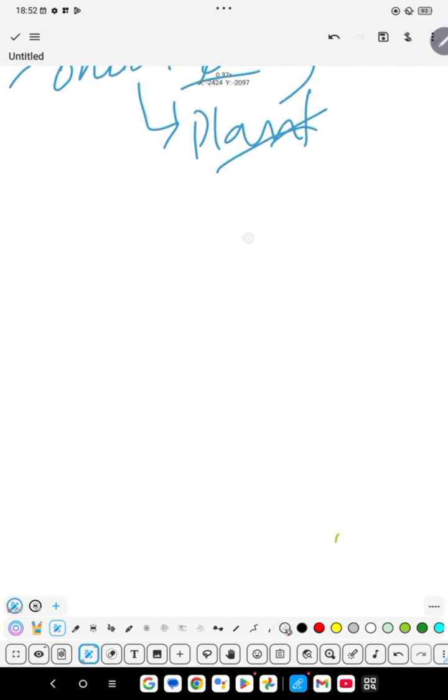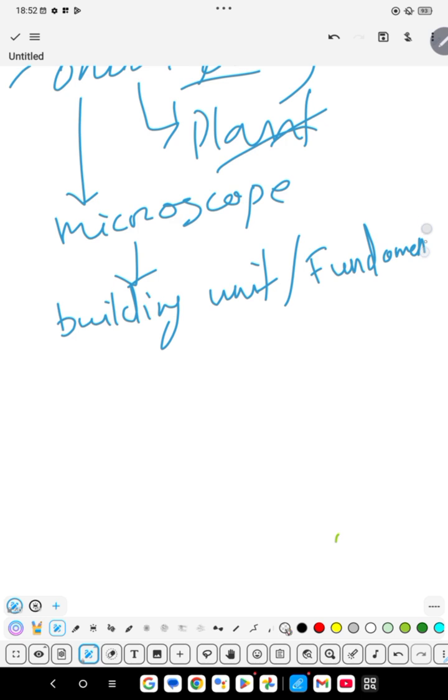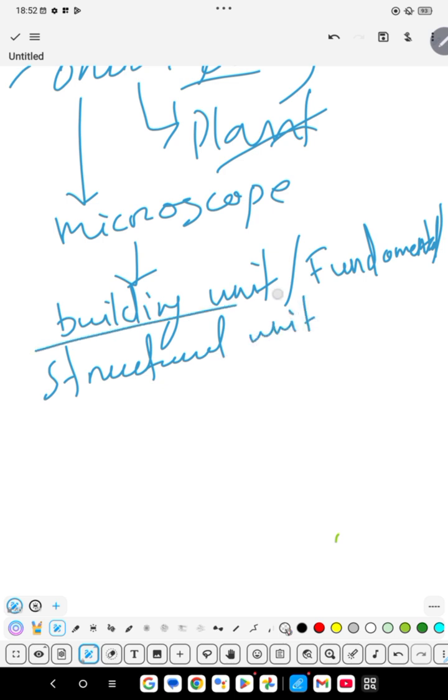So if you go and see in the microscope, okay, you'll find that there is a cell. These structures are this basic building unit, fundamental unit, structural unit. The same thing we call a cell, right?